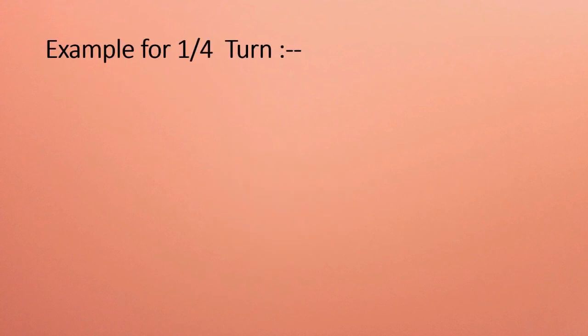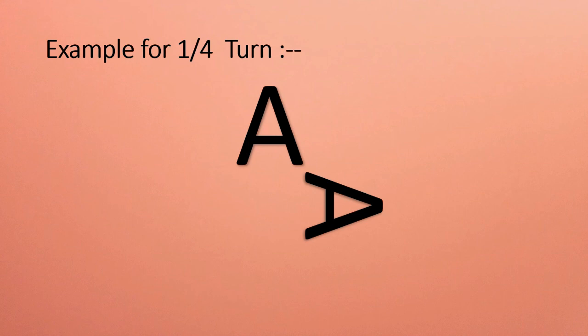See the example for 1 by 4 turn. This is the initial position of alphabet A. After 1 by 4 turn, it looks like this. So to get the original position, we have to make 4 1 by 4 turns, because we have divided the circle into 4 equal parts. So 4 turns we required. So in 4 rotations, you will get the original position.